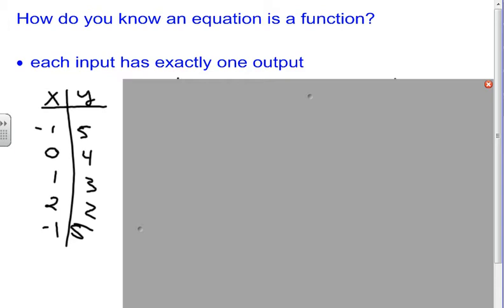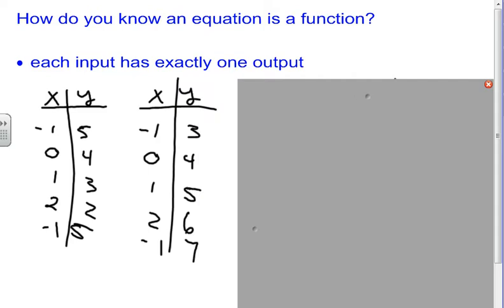Is this a function, yes or no? Yes. And you know that because which input? -1. -1 occurs twice, and they both have the same output. Okay?